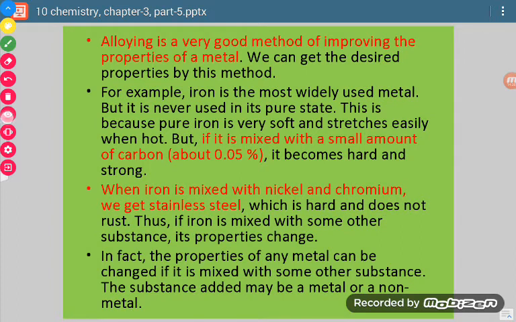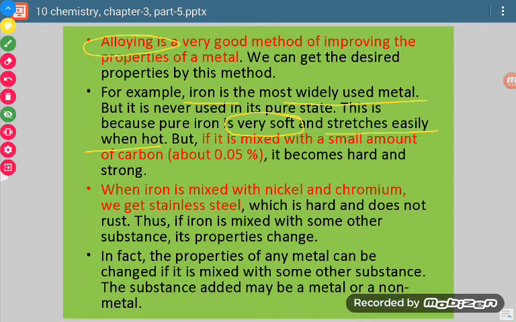Now alloying is a very good method of improving the properties of a metal. It is a wonderful method. Because of this we can get desired changes in the properties of metal. For example, see, iron, which is mostly used among metals, is never used in the pure state. Why is it not used in the pure state? Because if we take it 100% pure, then it is not very hard, it is soft, and when an increase in temperature occurs, then it may stretch also.